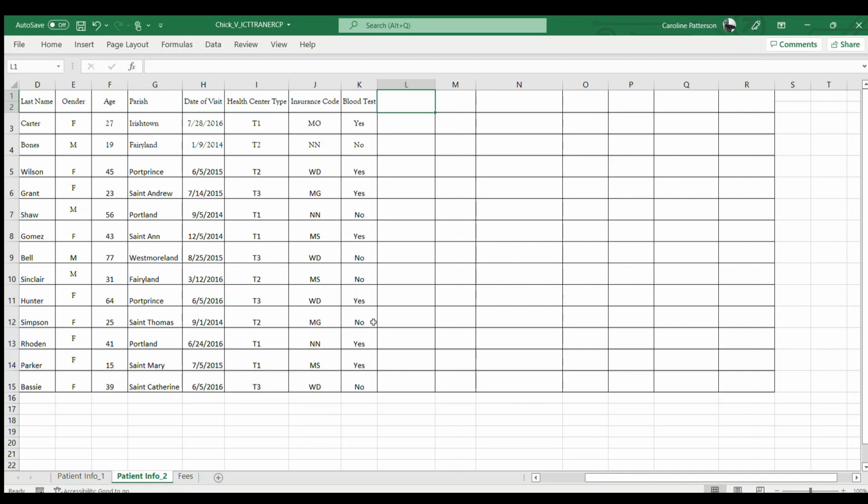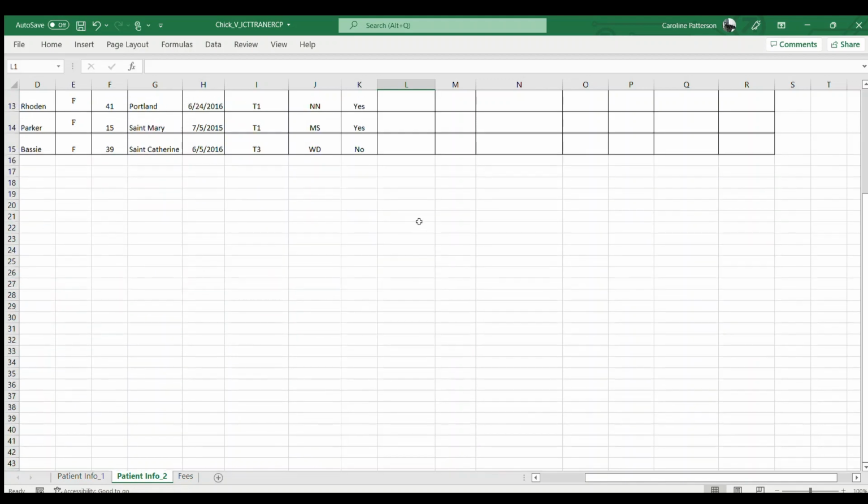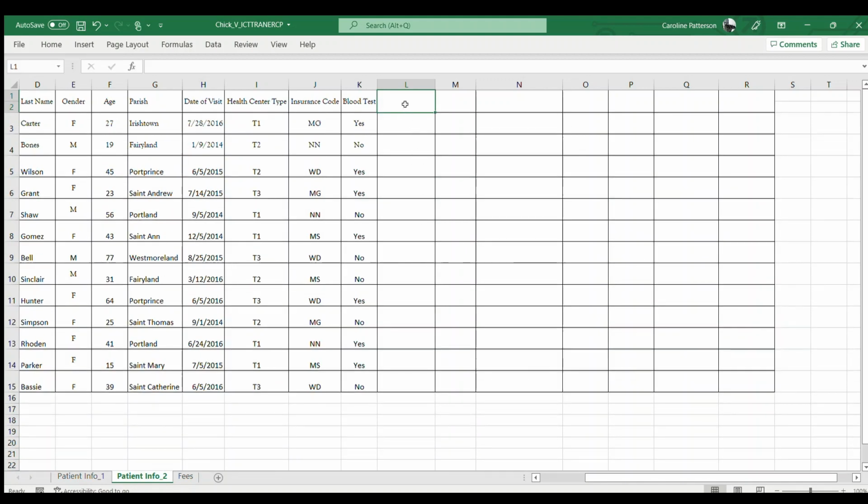Now, the first thing that we need to enter are the headings. So the headings are registration fee, because the SBA asks you to enter the registration fee of each person who went to these different centers. In addition to the registration fee, let me just take a quick look so I can remember what the SBA says. You need their registration fee, the blood test amount, the blood test handling fee, and the doctor's fee.